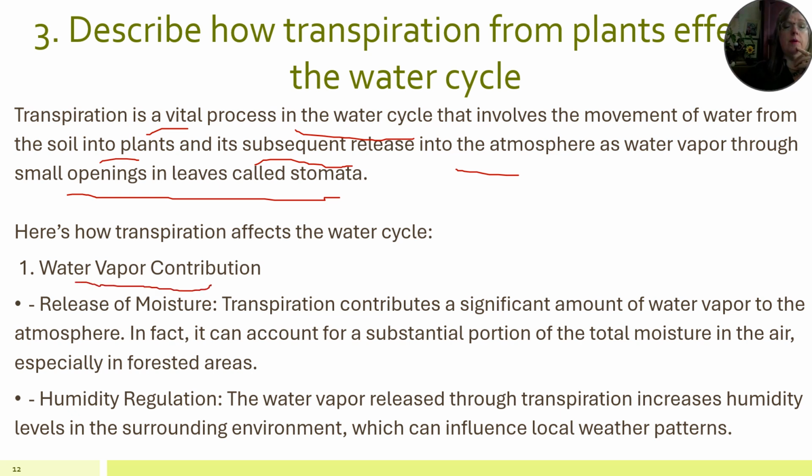And here's how it affects the water cycle. First, the water vapor contribution, the release of moisture. Transpiration contributes a significant amount of water vapor into the atmosphere. And again, that's why it's a lot more humid in places where you have a lot more plants. It can account for a substantial portion of the total moisture in the air, especially in forested areas. And humidity regulation, as I just said, the water vapor released through the transpiration increases humidity levels in the surrounding environment, which can influence local weather patterns.